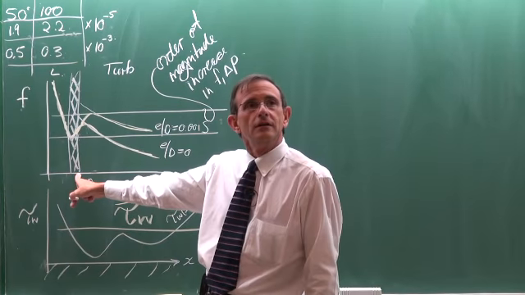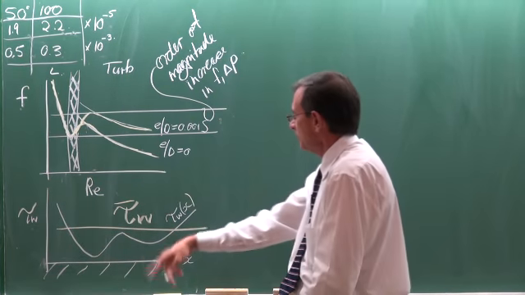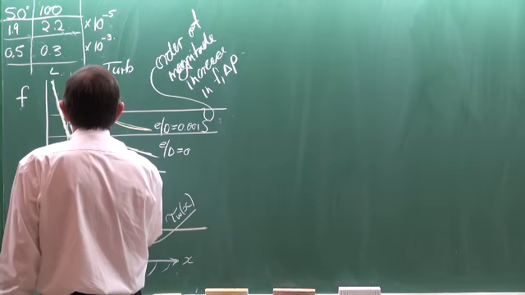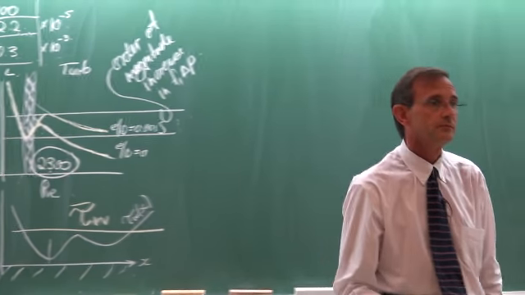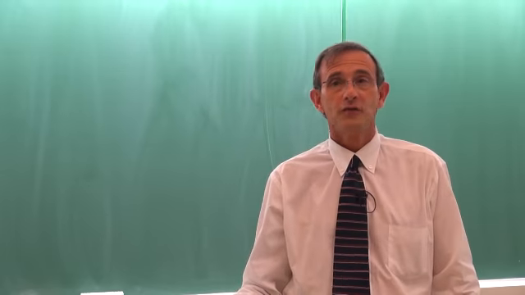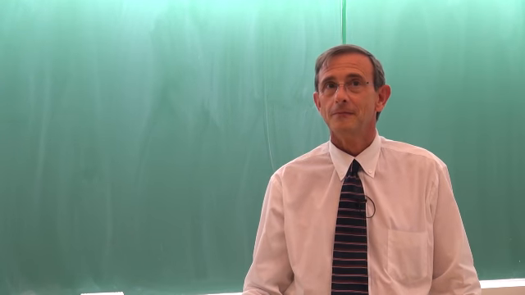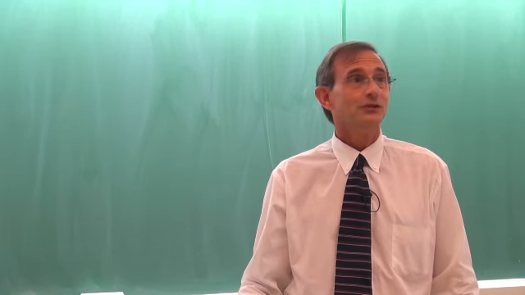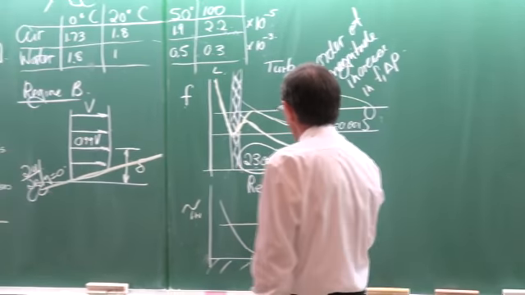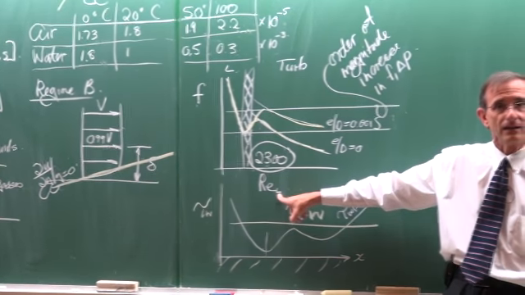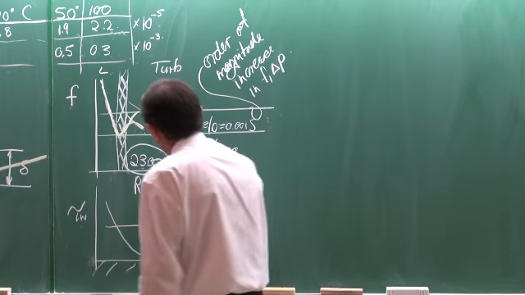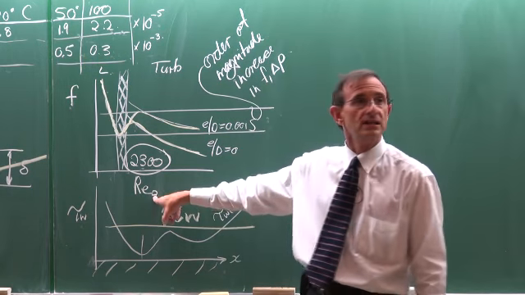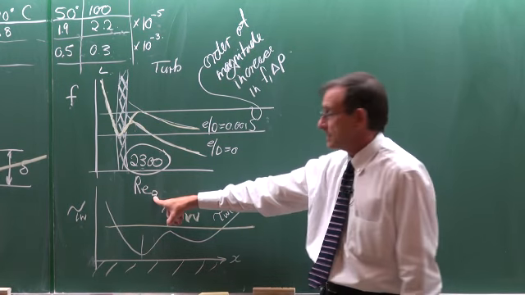Where does this transition occur? For a pipe, where does the transition occur? At a Reynolds number of about 2,300. And for a flat plate? It's not 2,300 or 2,100. Remember that the Reynolds number is always based on a characteristic length. So for a tube or a pipe, it would be the diameter. So we would rather put a D there to indicate it is the Reynolds number based on the diameter.